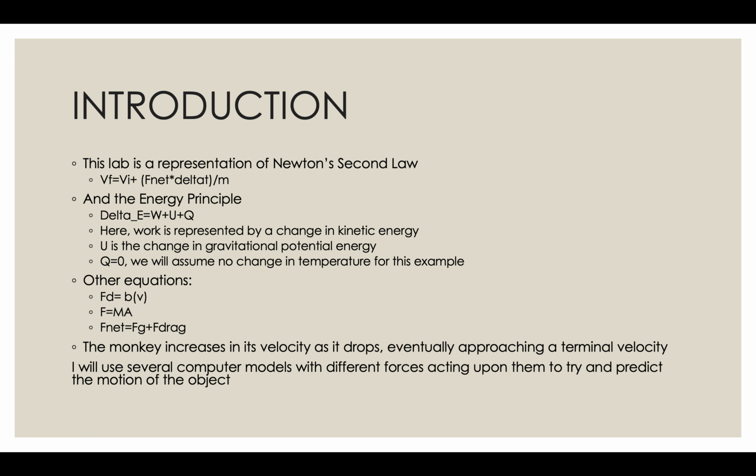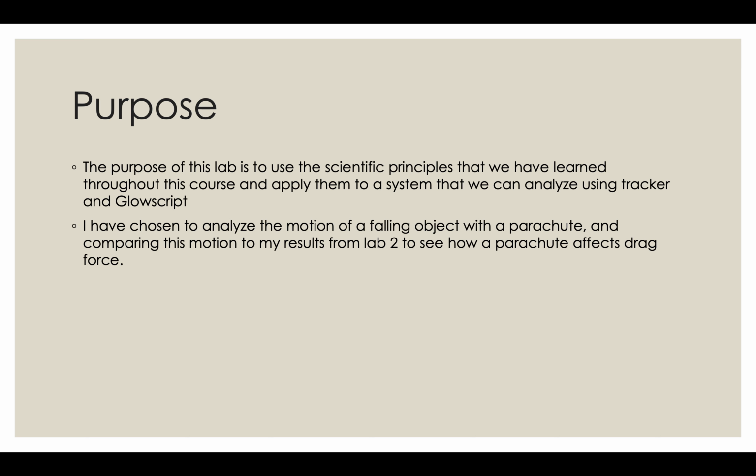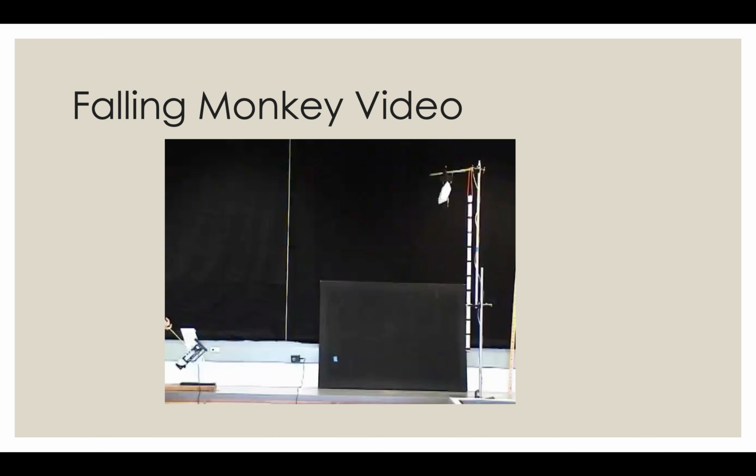For this lab, I will be using several computer models that account for different forces in order to predict the motion of this object, comparing this motion to that of Lab 2, where there was a falling object with no parachute. The purpose of this lab is to use physical principles that we have learned throughout this course and apply them to a system that we can analyze using Tracker and GlowScript. I have decided to analyze the motion of a falling object with a parachute and compare this model to my results from Lab 2 to see how a parachute affects drag force.